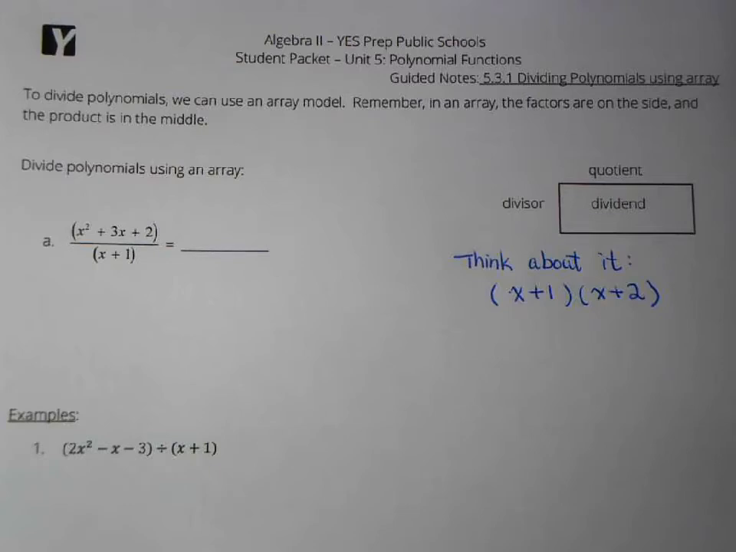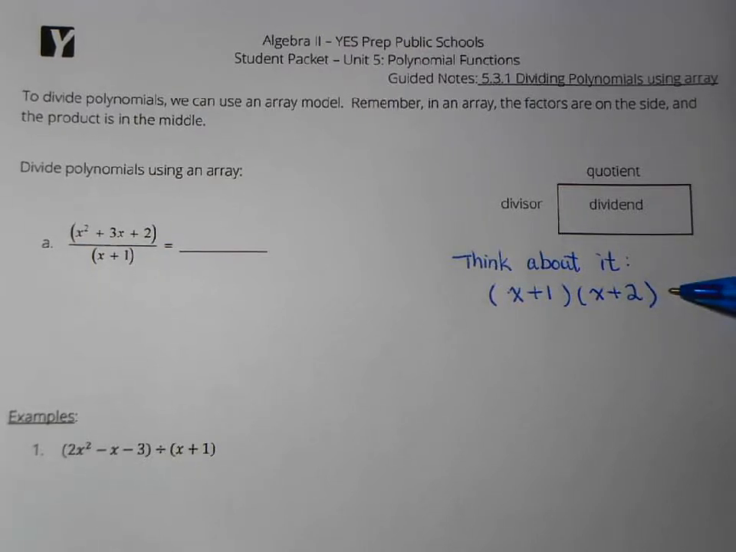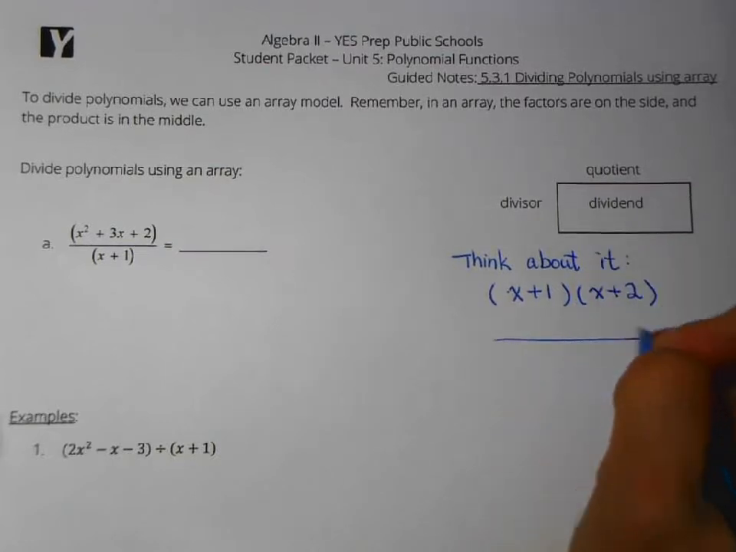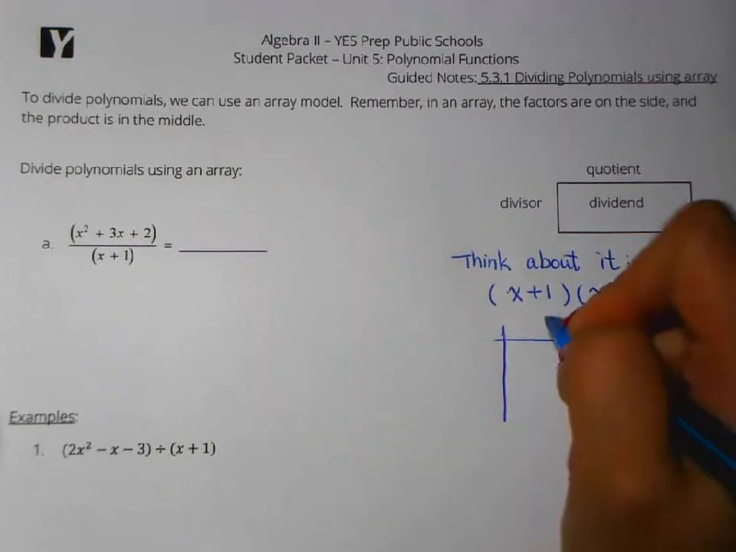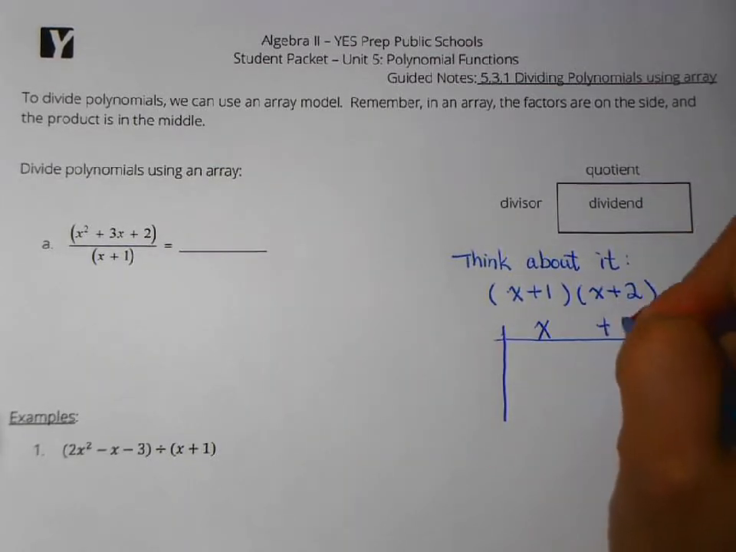Okay, today we're going to talk about dividing polynomials. But before we do it, I want us to think about what it actually means when we multiply using the array model. When we do that, we are saying that we have two factors, x plus 1, which is, again, my length and my width.